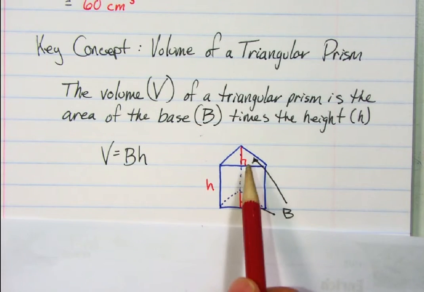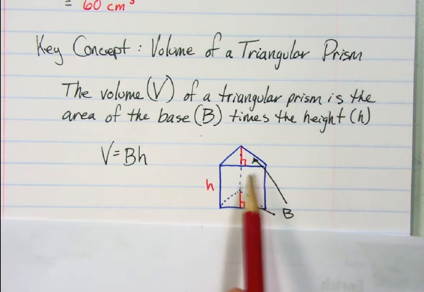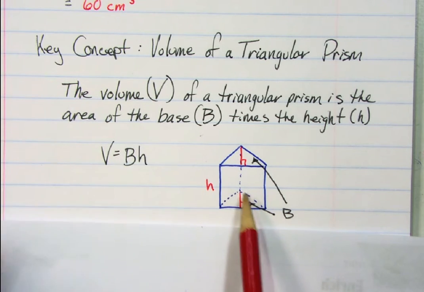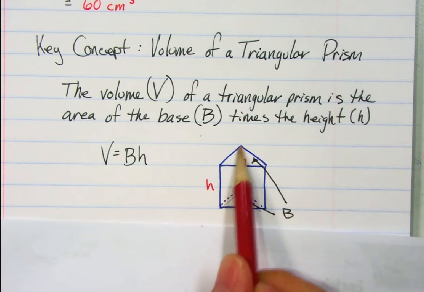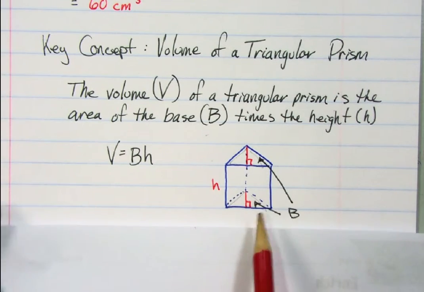I've got this triangular prism. Okay, the base. This is what gets a little bit tricky. The base is going to be the same. If I were to lay this shape on its side, this base is going to be the same as the top. So whether I flip it here or flip it the other way around, it's going to be the same.